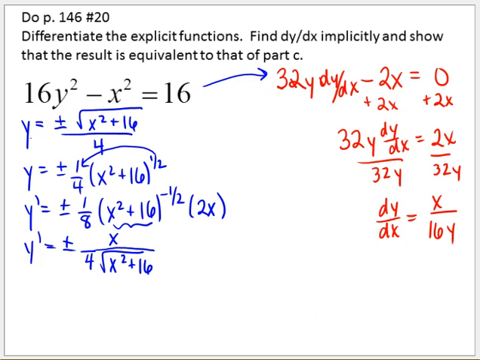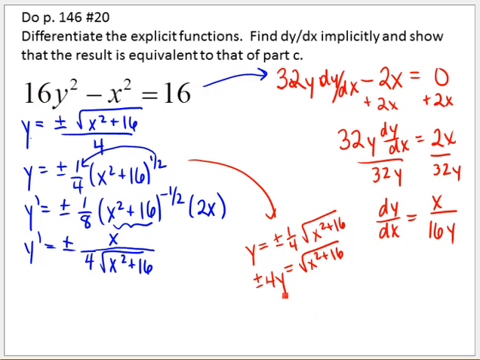Now, you guys are looking at this and saying these aren't the same. But they truly are the same. I'll show you why. If I go back to this explicit form before I took the derivative, I notice that it says 1/4 the square root of x squared plus 16. I'm going to solve for the x squared plus 16 part. So I'm going to multiply by plus or minus 4 on both sides, and I get plus or minus 4y on the left-hand side. So I'm going to replace this x squared plus 16 with plus or minus 4y.